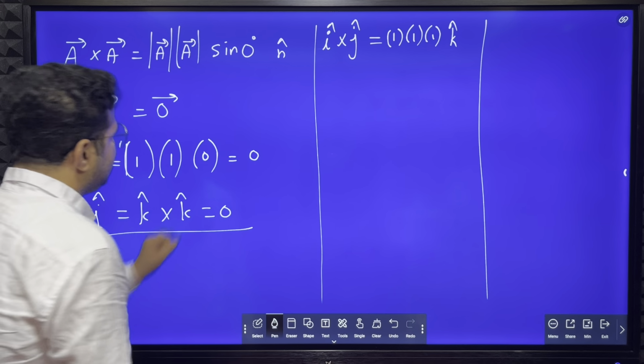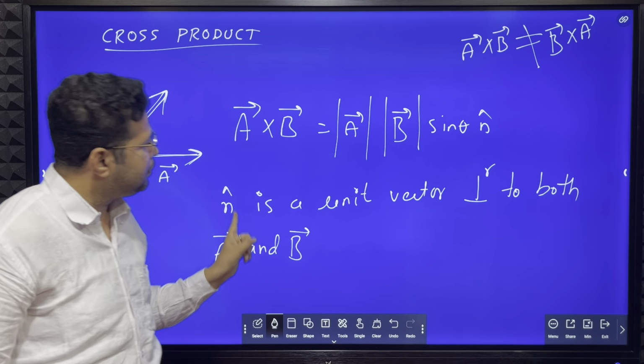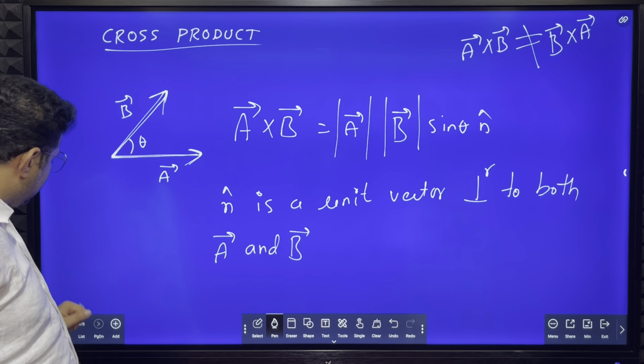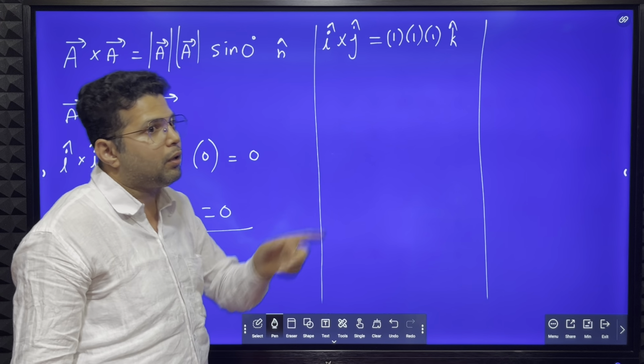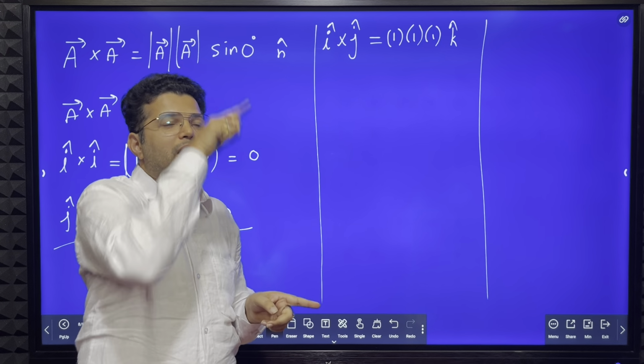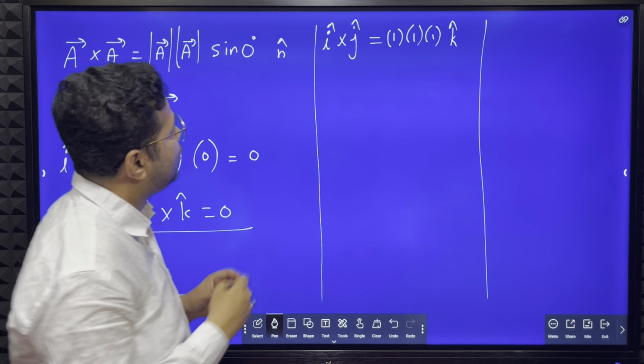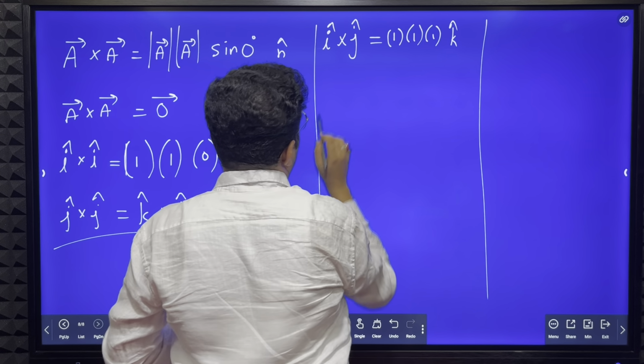See here, what is n cap? n cap is a unit vector perpendicular to both A and B. So if you have to consider a unit vector perpendicular to both i and j, it should be k. Correct? So therefore I write k cap. i cross j is therefore equal to k cap.